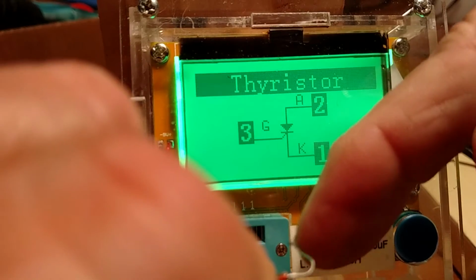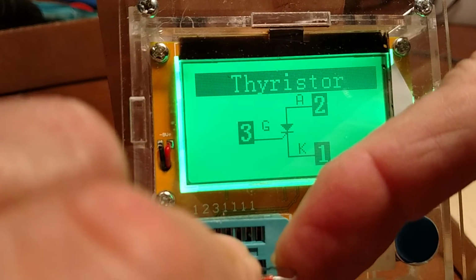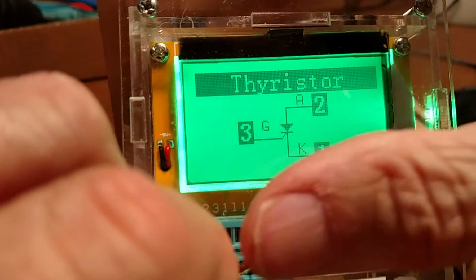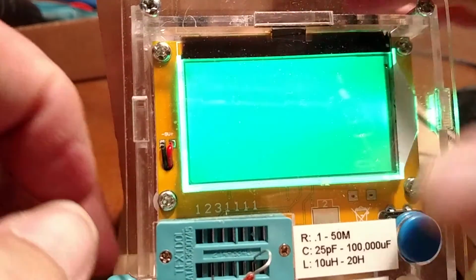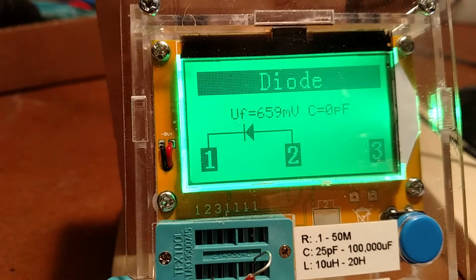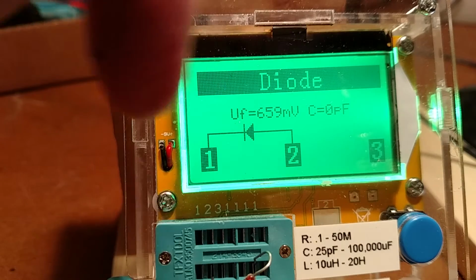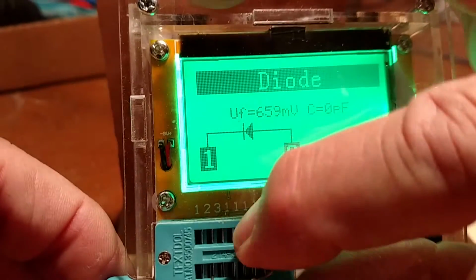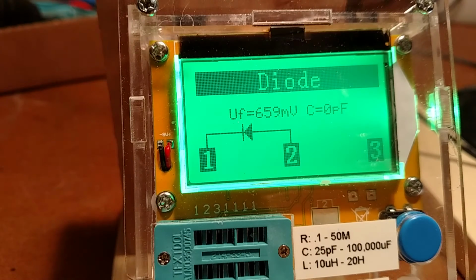It'll do diodes. So stick a diode on here. What's nice is that sometimes you get these diodes and you don't know what the hell they are. You can't tell where the cathode is. You can't find the little band. And so you stick it in here. Of course, you can do this with a voltmeter, but this is kind of fun. $14. It'll draw a circuit for you, and it tells you it's a silicon diode, and there's where the cathode and anode are.